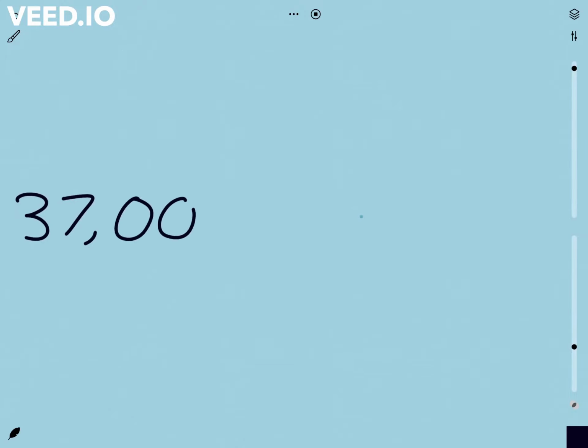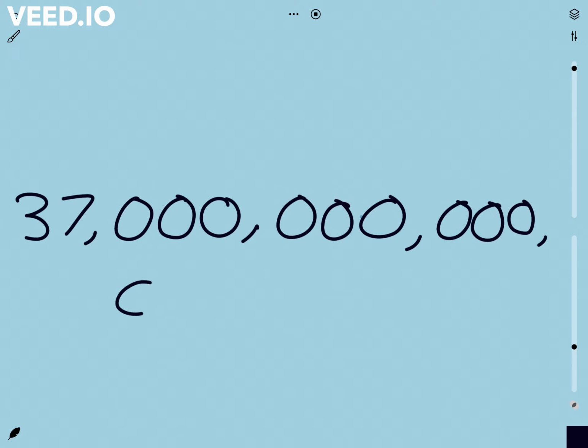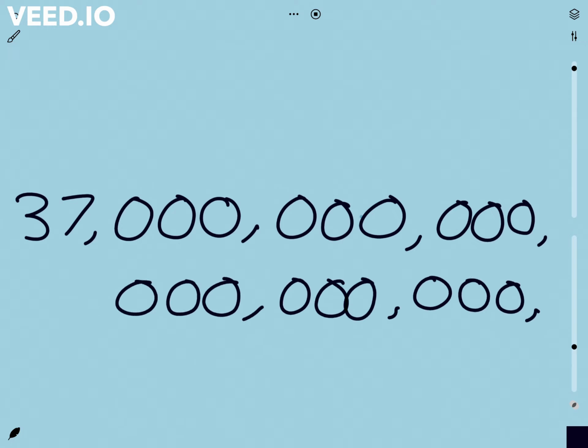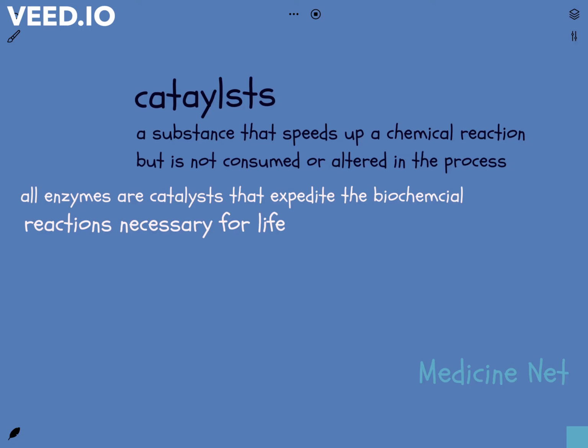This is the number of reactions taking place in the human body per second. That's 37,000 billion. So how are humans able to facilitate this colossal number of reactions? Enzymes are biological catalysts that speed up biochemical reactions. A catalyst is a substance that speeds up a chemical reaction but is not consumed or altered in the process.